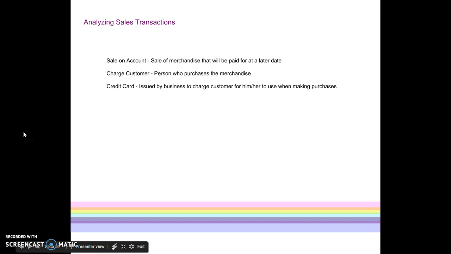When it comes to analyzing sales transactions, there are a couple of different terms you need to be familiar with. First of all, what is a sale on account? What does it mean to charge the customer? And then also, what is a credit card and how does it function when it comes to sales transactions?